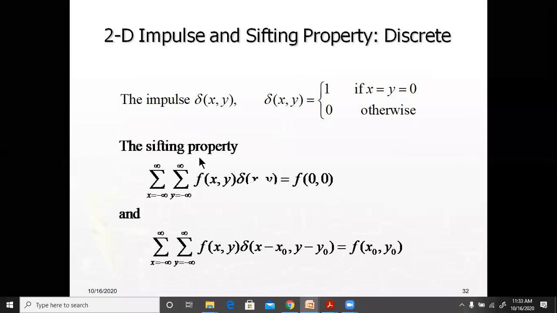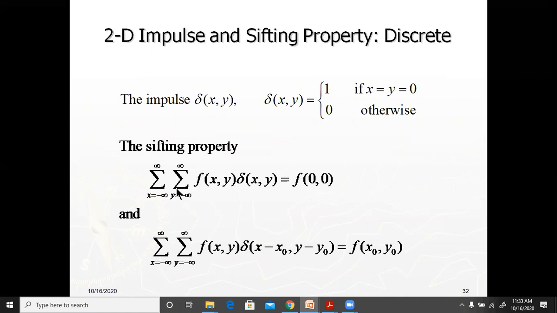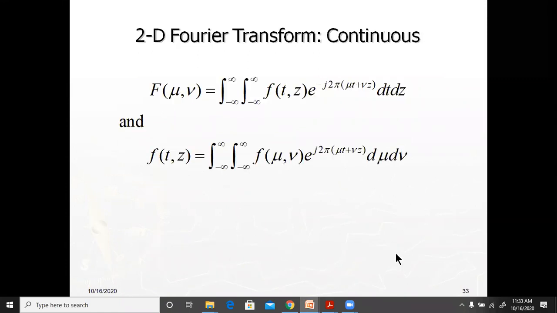And in that case, the shifting property will just give us the summation of the quantities. Double summation f of x, y del of x, y will be f of 0 comma 0, and double summation f of x, y del of x minus x naught, y minus y naught will be f of x naught, y naught.